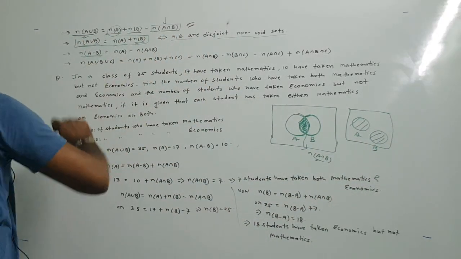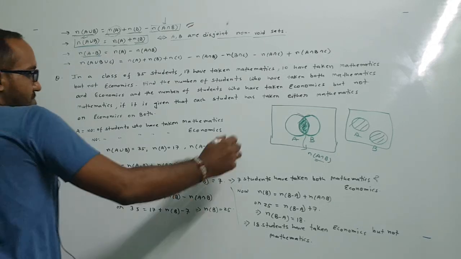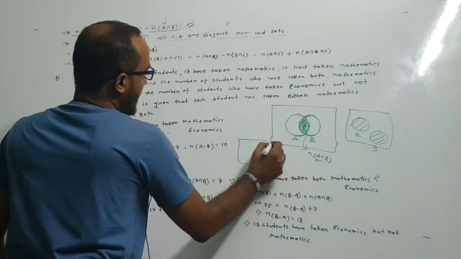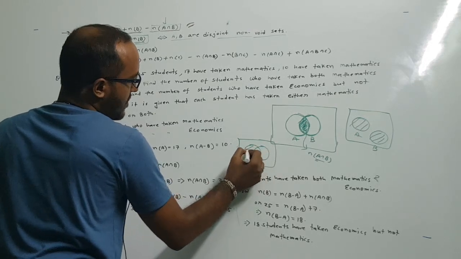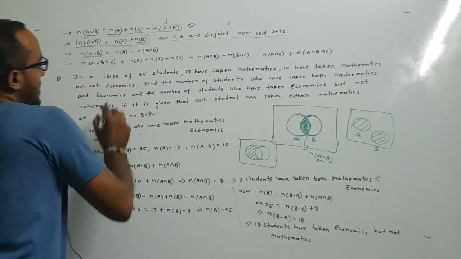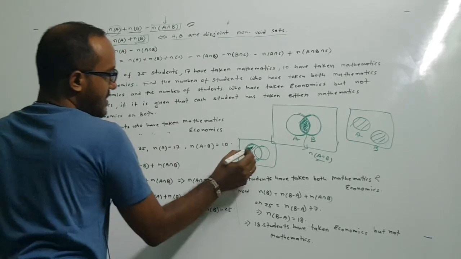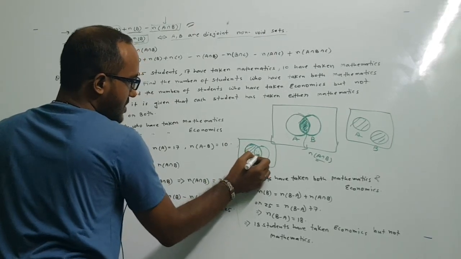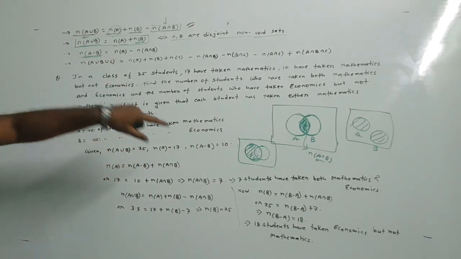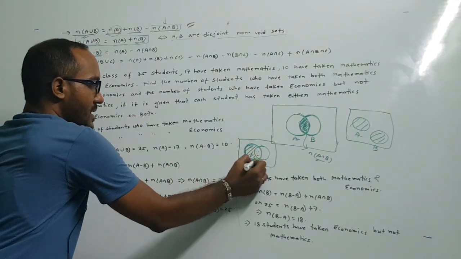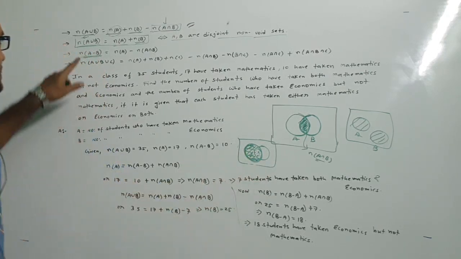n of A minus B can be represented as n of A minus n of A intersection B. Let's see this, n of A minus B. We have already learned that n of A minus B is this part. n of A means this whole part. Subtract this part, and we will get this part. So n of A minus B can be represented as n of A minus n of A intersection B. So you will get this part only, that is n of A minus B.